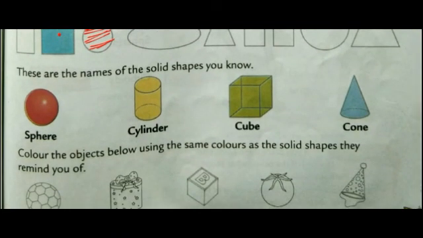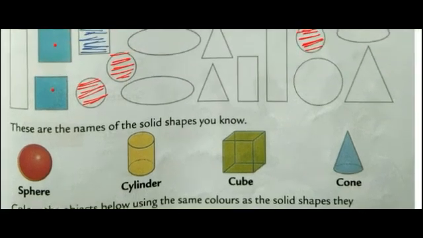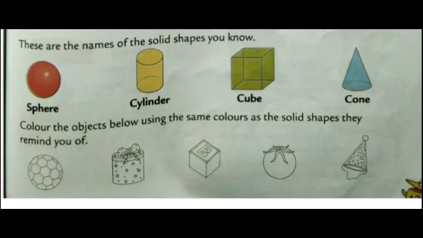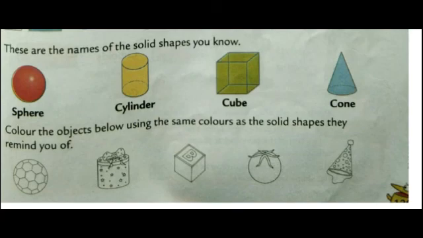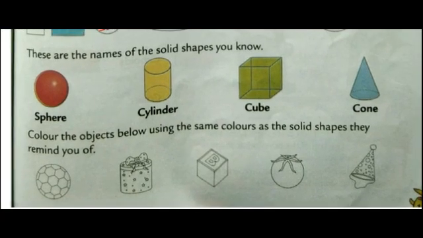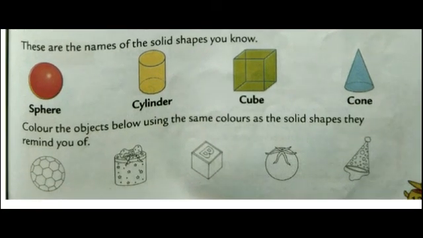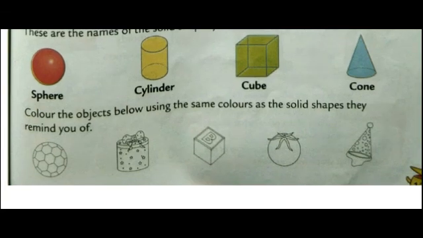Now, these are the names of the solid shapes which we have already studied in grade 1. The shapes are sphere, cylinder, cube, cone. Okay? Now, what is the question being asked? Color the objects below using the same colors as the solid shapes they remind you of. So the solid shapes that are given here, use the color code and color these shapes accordingly.